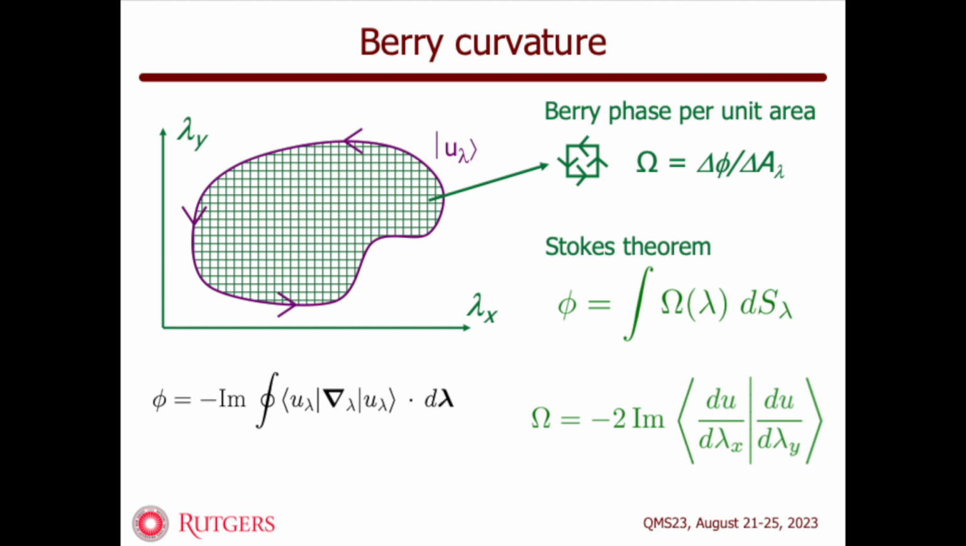Berry curvature, the idea is this. You imagine that you have, let's say, a two-parameter space, and I can do a Berry phase around the perimeter, or I can imagine dividing up this region into little squares and doing a Berry phase calculation around every little square. If I compute the Berry phase around a small square divided by the area of that small square, that gives me something called Berry curvature.